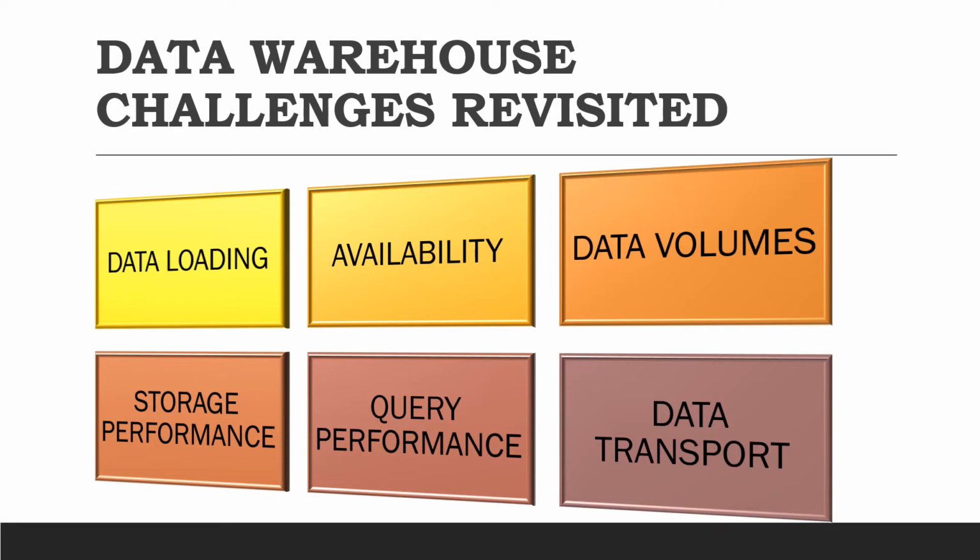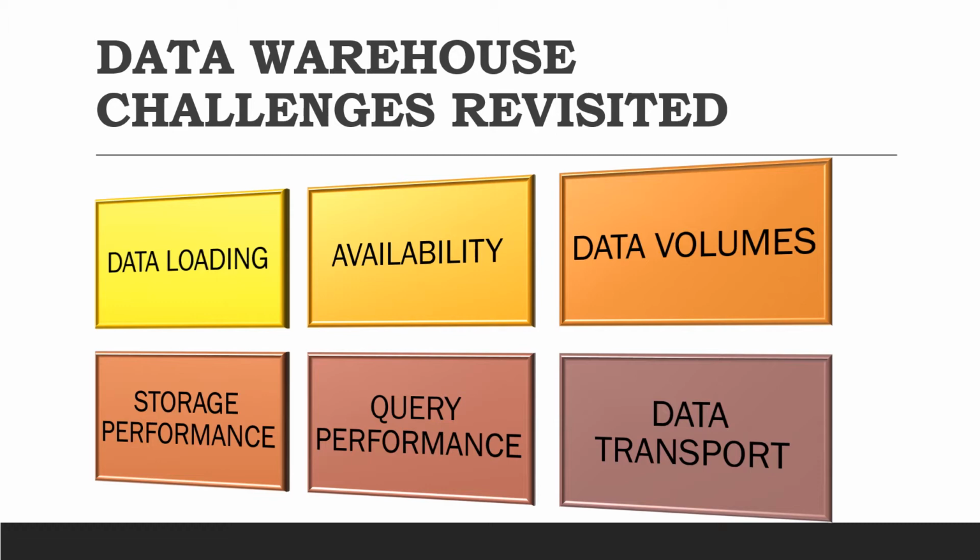Also, besides speed, there are other challenges. What we're going to focus on in this topic is performance and capability in the data warehouse. This is the highlighted word. There are six key challenges involving performance and capability. They are listed here. First one is data loading, and then data availability, data volume, storage performance, query performance, and lastly data transport. We're going to go one by one.